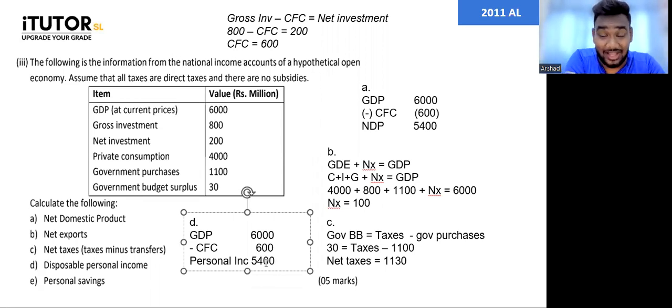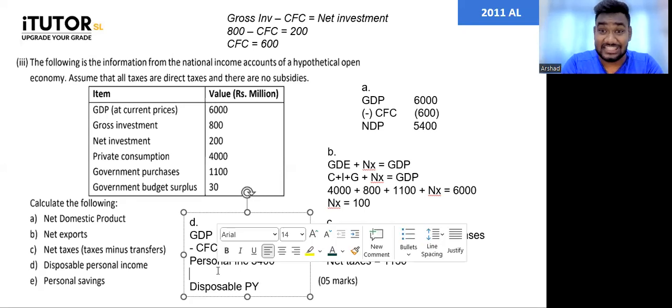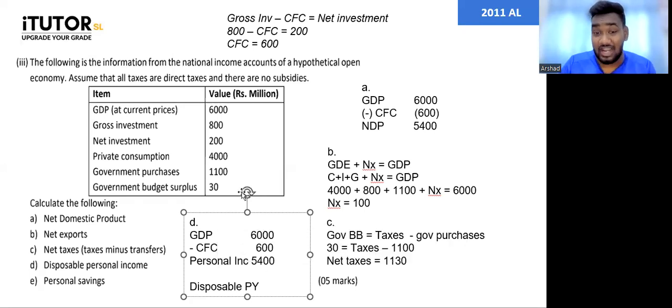Now, our question is not asking personal income. They are asking for disposable personal income. How do I go from personal income to disposable personal income? How do we do that? No. If it's savings, you can reduce consumption. If they ask for personal savings, then from the 5,400, I'll deduct consumption. They are not asking you for saving. They are asking you for disposable personal income. What do you do, guys?